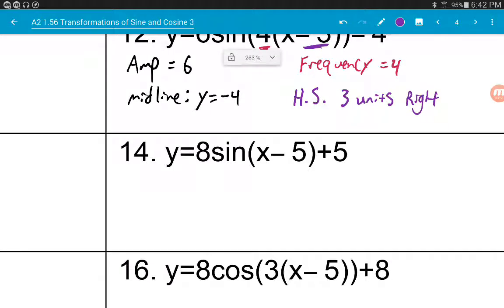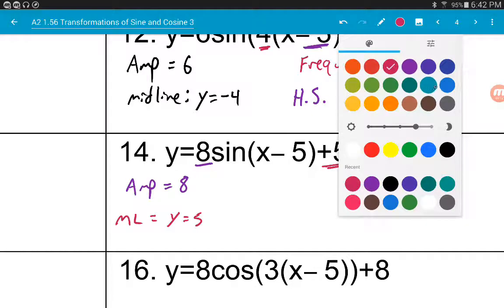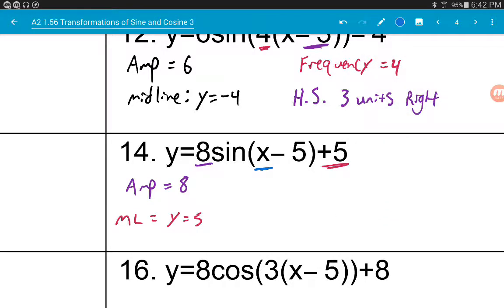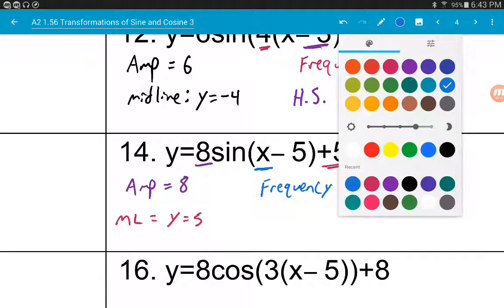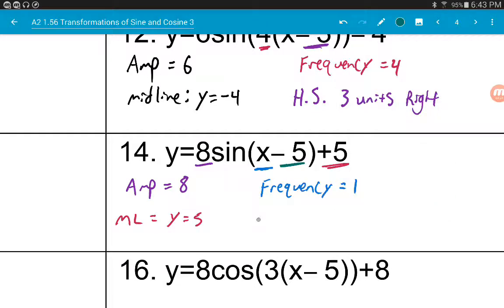I'll do 14 as well. The amplitude is equal to 8. The midline is y equals 5. There is no multiplier, right? So that means that the frequency is just going to be 1. And it has a horizontal shift. 5 units. What direction? Right.